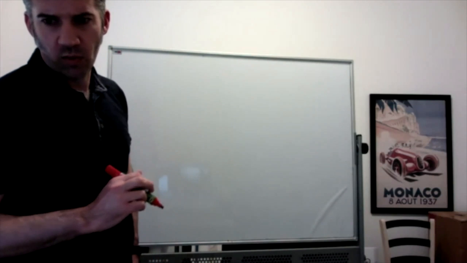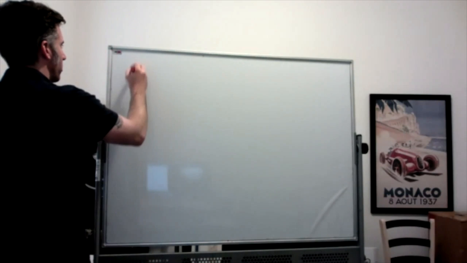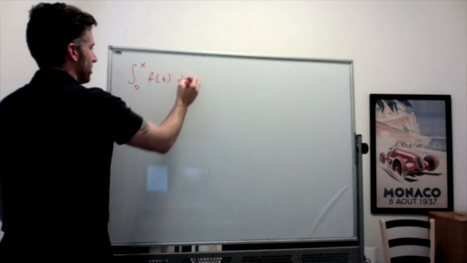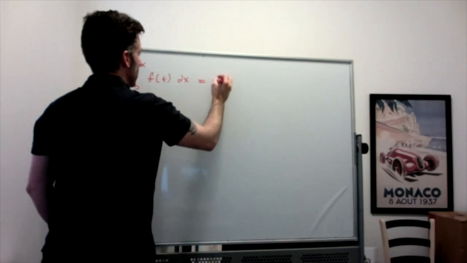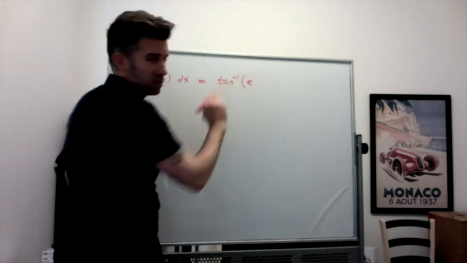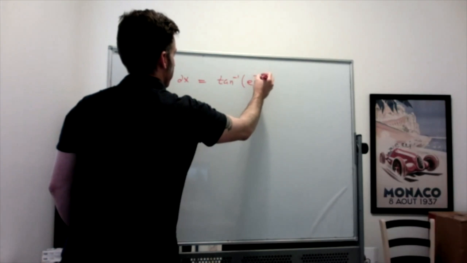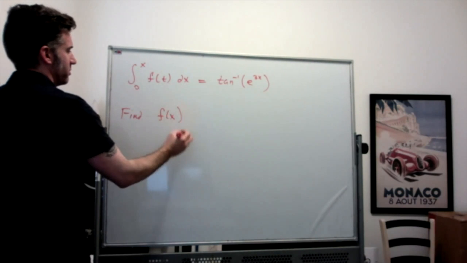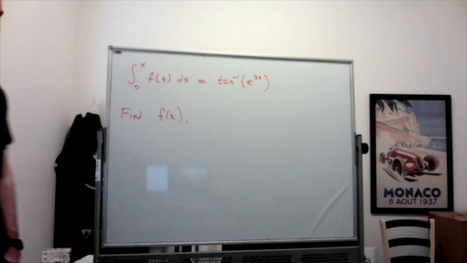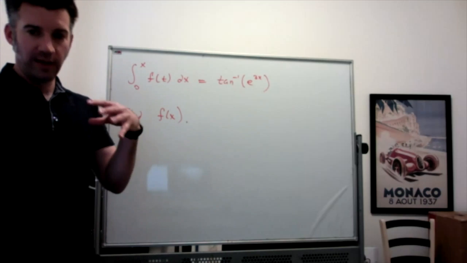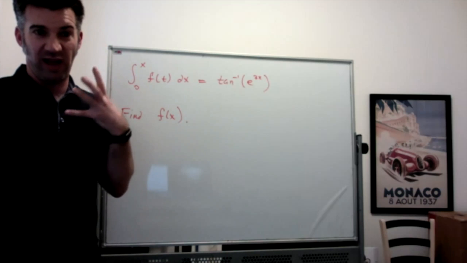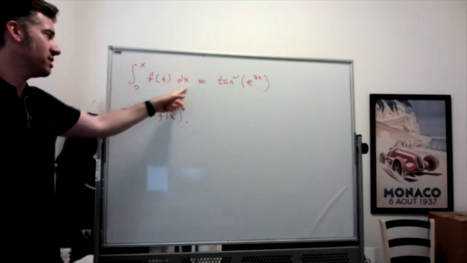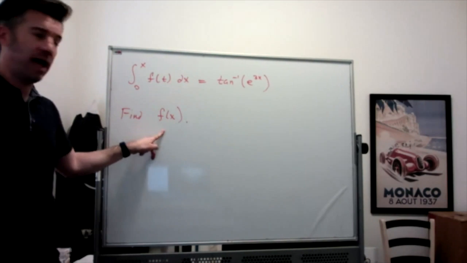Let me look at one more problem here. The integral from 0 to x of f of t dt. We're given that this integral is equal to the inverse tangent of e to the 3x. I want to find what the function f of x is. If we are smart about this and don't get too stuck in our heads, it's really not hard to figure out. What could I do to this integral to get f of x?